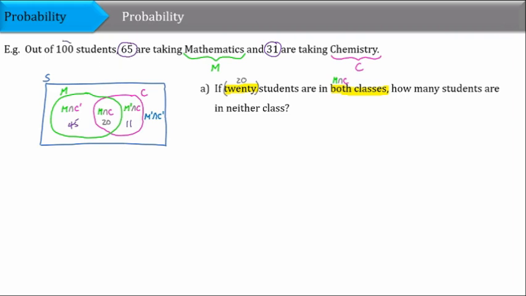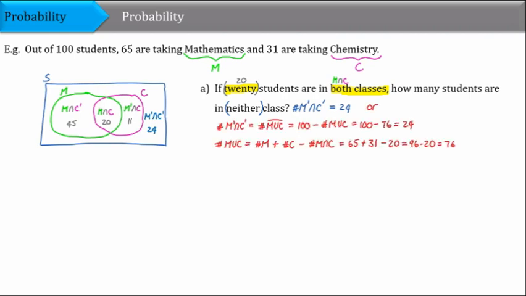Now in total we have 100 students. So if there's 100 students, but 45 are in there, 20 are in there, and 11 are in there, then the total sitting outside of these two events will simply be 100 minus these three values. So it's 100 minus 45, that's 55, minus 20, that's 35, minus 11, that is 24. So in other words, we have 24 students sitting in neither class.